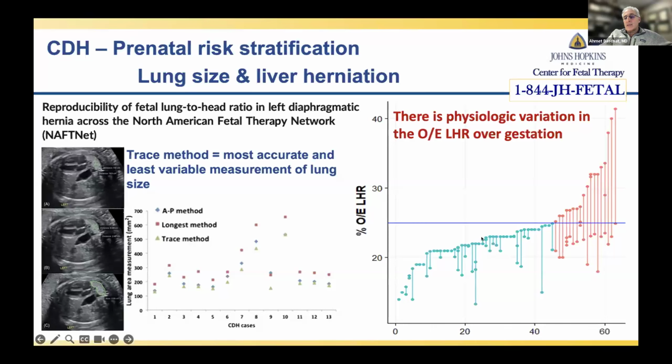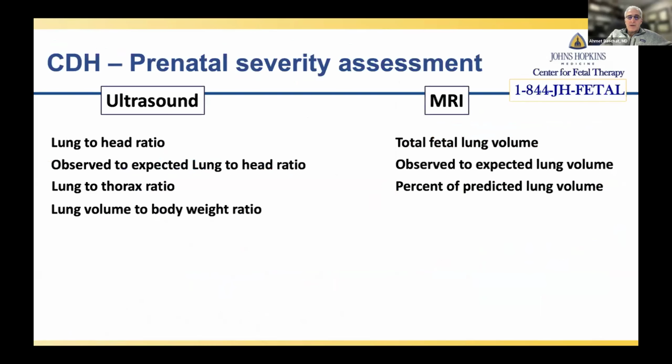Also important to recognize that there is variation over gestational age in these measurements, so it's not a fixed variable. You can have babies that start with an O2E at 20% at 18 weeks, but they go all the way down to 15 or 10% 2 or 3 weeks later, and other ones can actually have some increasing lung growth, and the value might be above this critical value of 25 that we consider severe. How to approach that in terms of the prenatal counseling has not been figured out yet, but we certainly take that into account and discuss it with our parents.